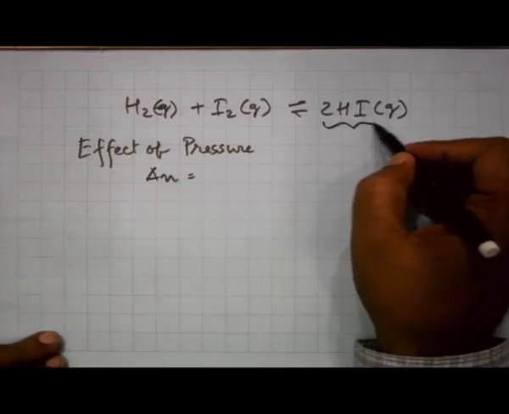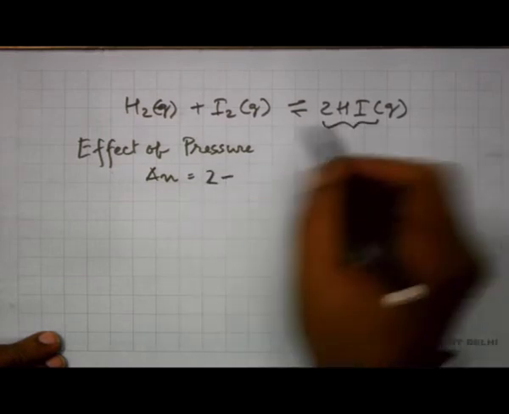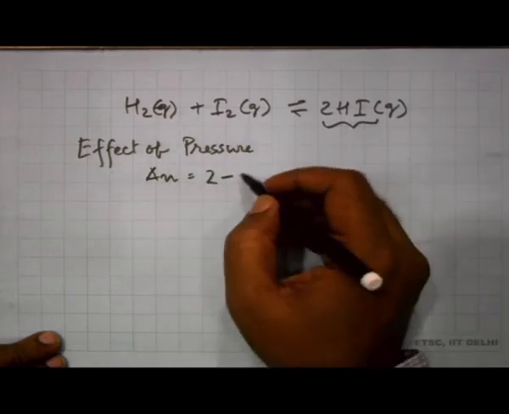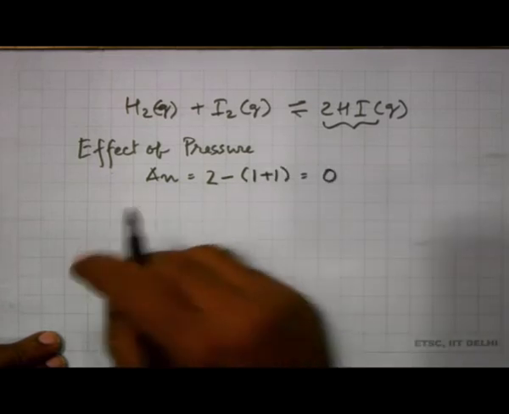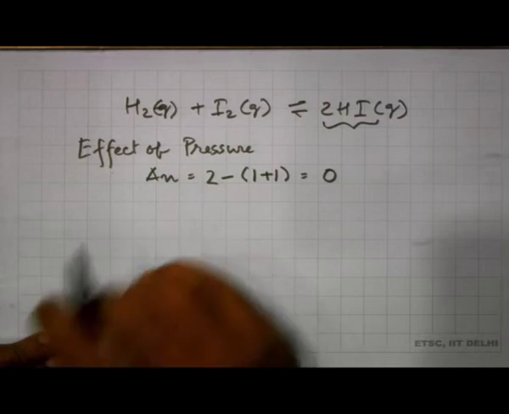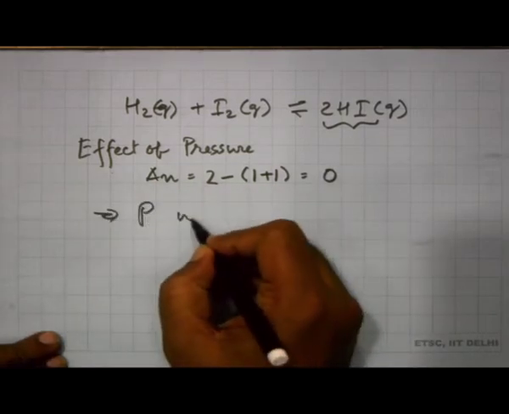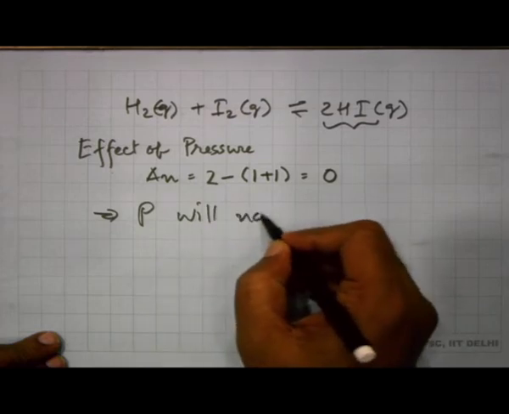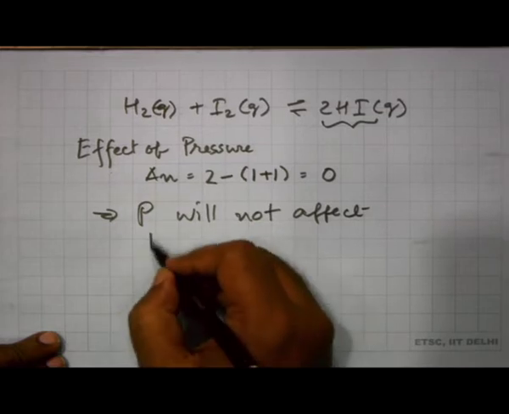In this case, 2 moles of HI, so 2, this is the product, minus reactant, which is 1 plus 1. So this is 0. What that means is pressure will not affect the reaction.